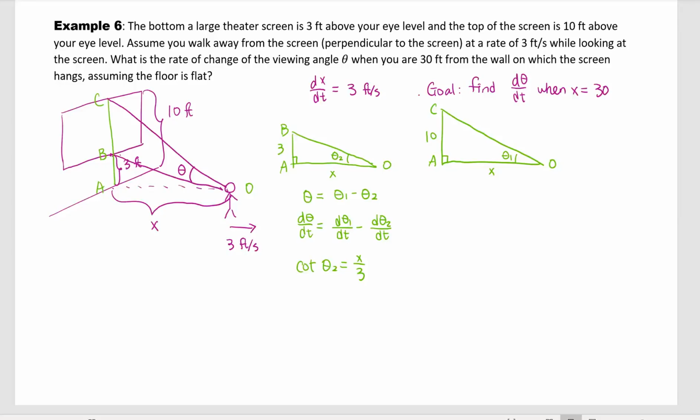Okay, now let's differentiate. The derivative of cotangent is minus cosecant squared. The derivative of x over 3 is 1 over 3 times dx dt. Oh, I forgot something. I forgot d theta 2 dt. Okay, so now let's see.